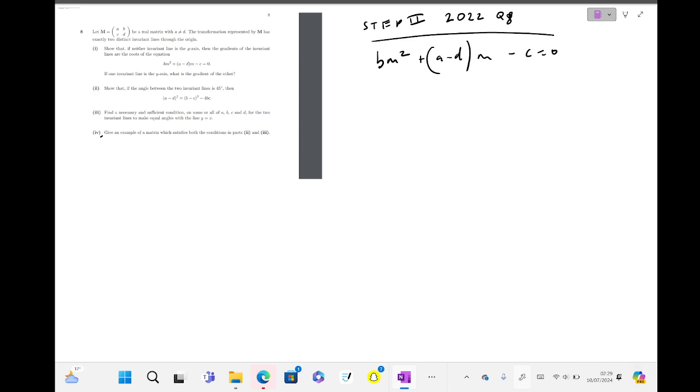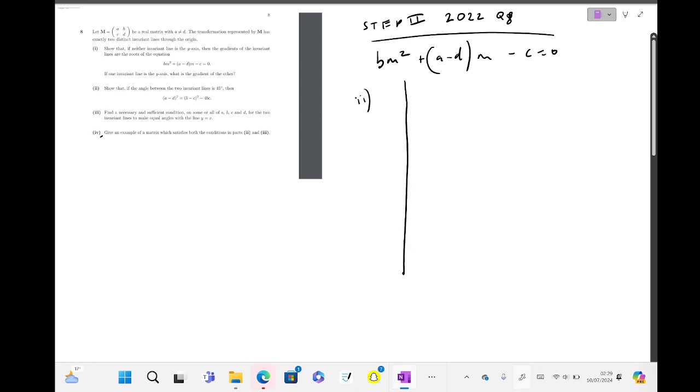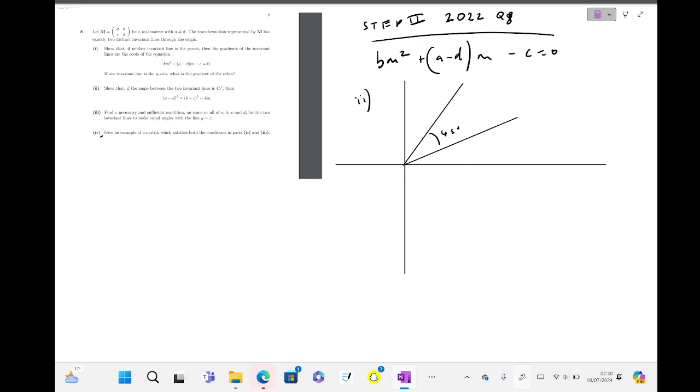Now, part 2, we want to show that if the angle between the two invariant lines is 45 degrees, then this holds true. Okay. So let's think about this sort of case, of a line that starts in the origin, so we know it will look something like this. Okay, this is 45 degrees. Now the mark scheme goes on to do something about vectors and stuff like that, but you really don't need to do that, at least in my opinion.